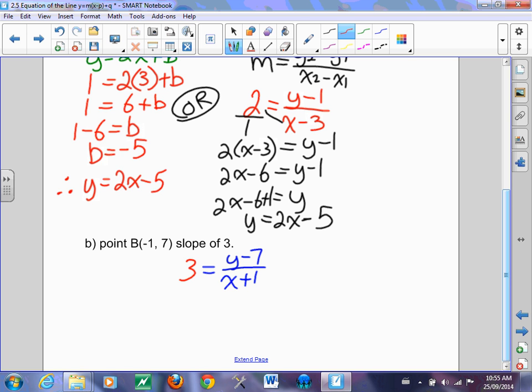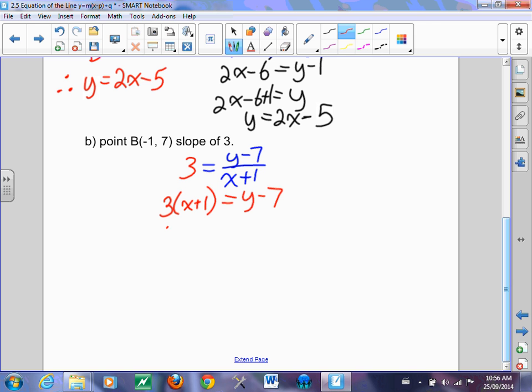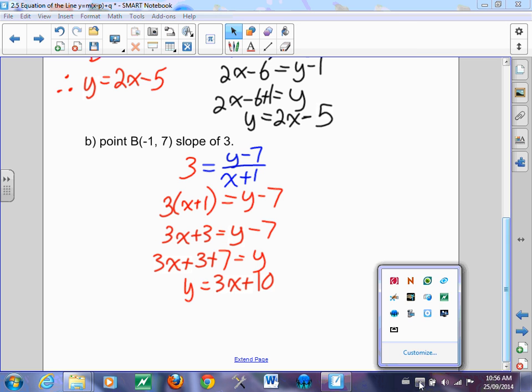All right, now to get x by itself, cross multiply, so it's going to be 3 times x plus 1 equals y minus 7. Using distributive law, 3x plus 3 equals y minus 7. And we're going to bring the -7 over, so it's going to be 3x plus 3 plus 7 equals y. So y equals 3x plus 10. All right. Awesome. Now we're going to get to the other side.